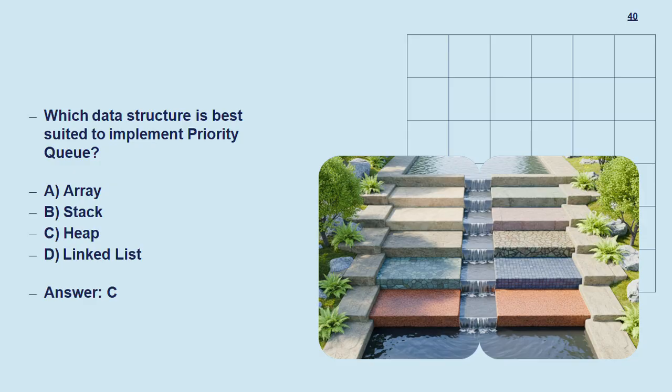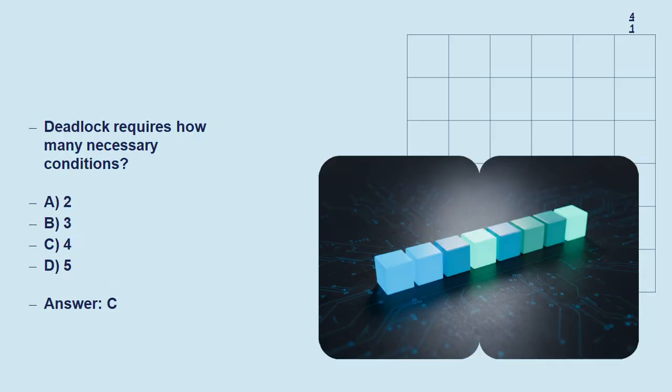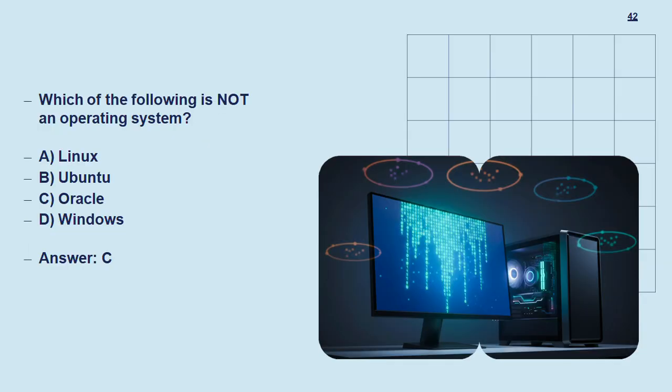Next question is, which data structure is best suited to implement the priority queue? So for a priority queue, we use the heap data structure. Next question is, deadlock requires how many necessary conditions? So for deadlock, we require the 4 necessary conditions. The next question is, which of the following is not an operating system? So Oracle is not an operating system.